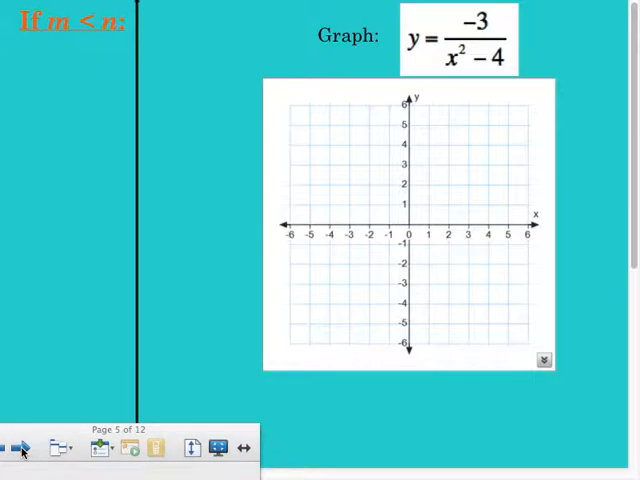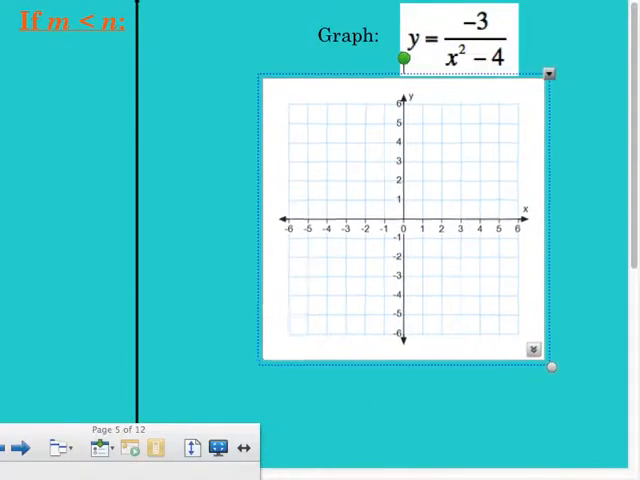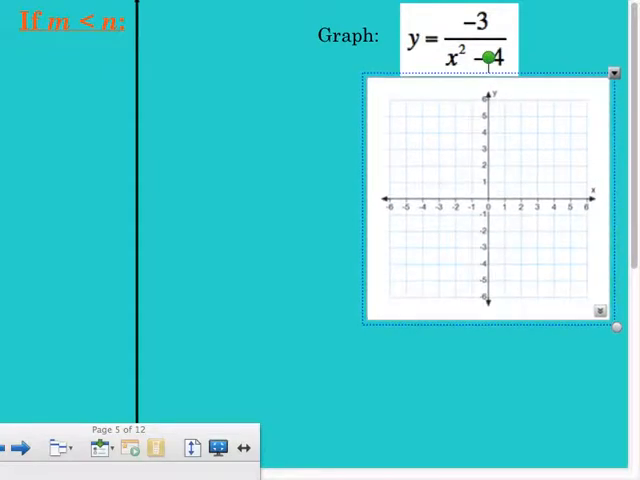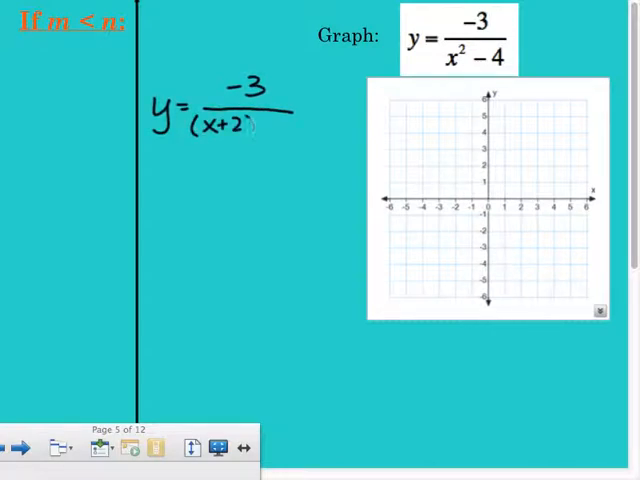Alright, so now we're actually going to graph 3 of these. They're all going to be examples of the degree in the numerator being less than the degree in the denominator. So the first thing you should do is factor. So I'm going to rewrite this as negative 3 over x plus 2 times x minus 2 because it's a difference of squares.